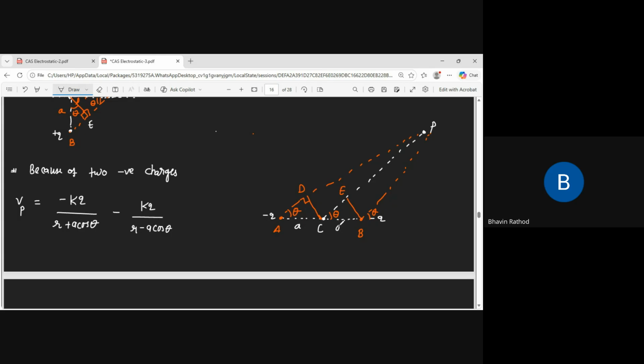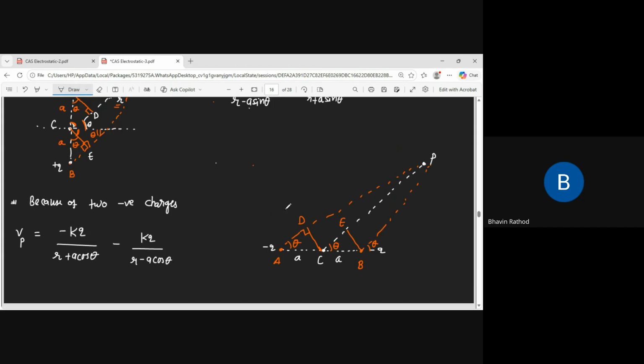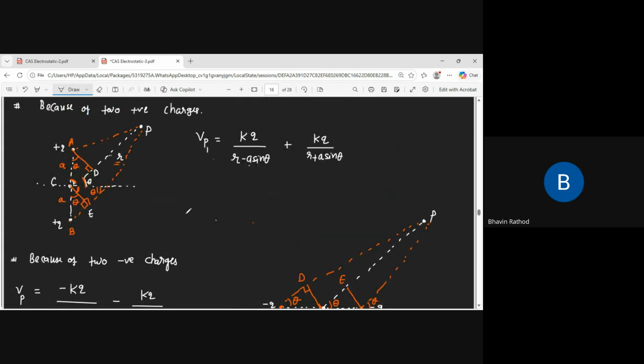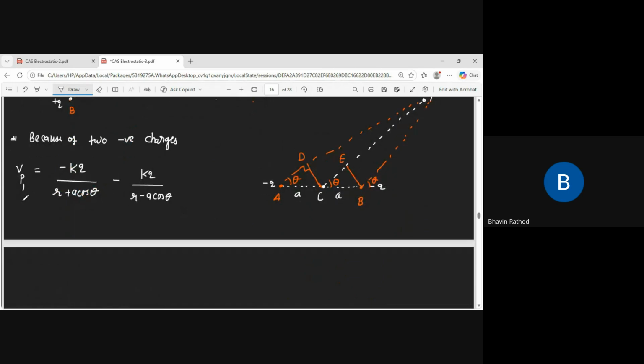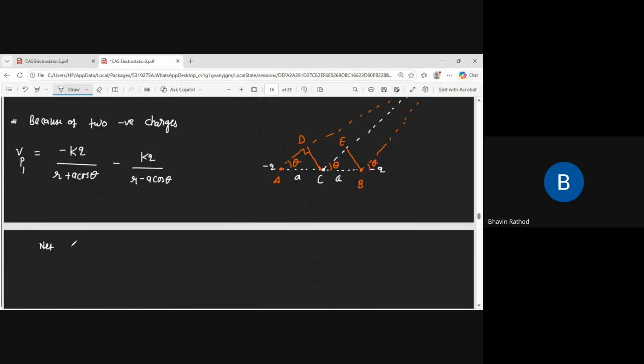And then we can just add the two potentials to find the total. So net VP is VP1 plus VP2, and that will be the answer. Well, we can do all the maths and simplification if we want. Some terms will get cancelled out because R is much greater than A. So that's just the math part. You can do it. All right, so this is how we can solve this.